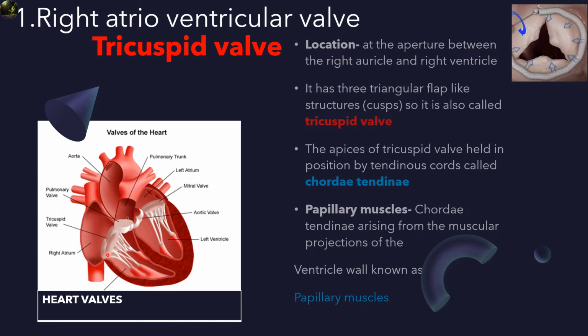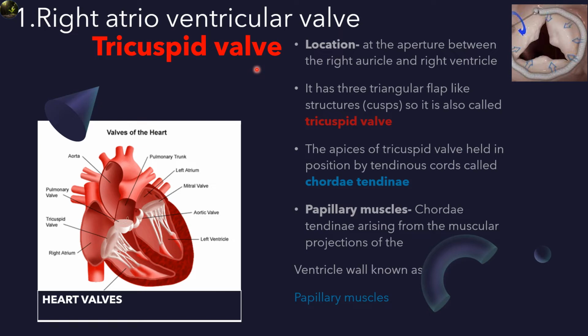The other name of the right atrioventricular valve is the tricuspid valve. Very important, tricuspid valve. Where is it located? The location of the tricuspid valve: it is located at the aperture between the right auricle and right ventricle. That is the location of the tricuspid valve.